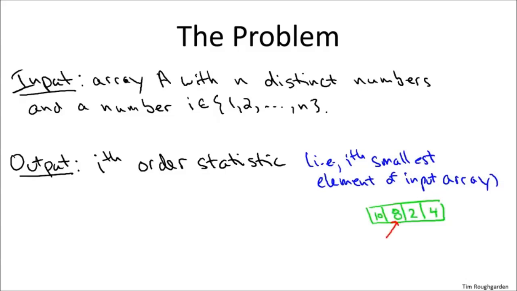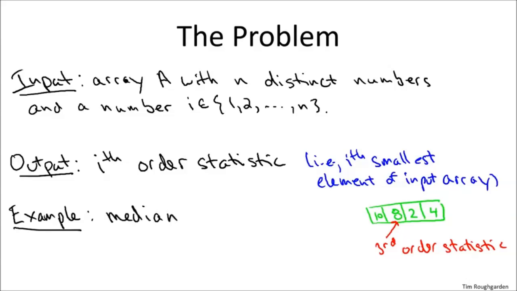The first order statistic is just the minimum element of the array. That's easy to find with a linear scan. The nth order statistic is just the maximum. Again, easy to find with a linear scan. The middle element is the median, and you should think of that as the canonical version of the selection problem. Now, when n is odd, it's obvious what the median is. That's just the middle element, so the (n plus 1) over 2th order statistic. If the array has even length, there are two possible medians, so let's just take the smaller of them. That's the n over 2th order statistic.